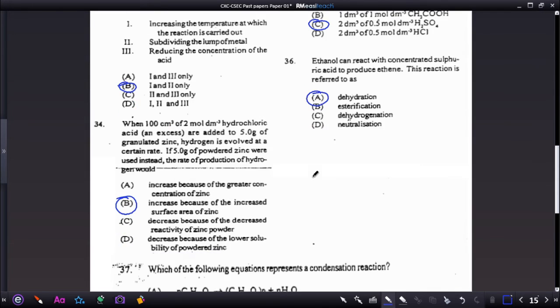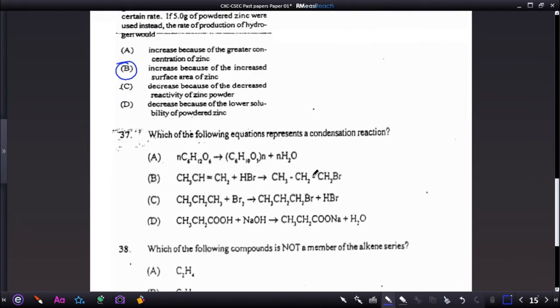Alright. 37. Which of the following equations represent a condensation reaction? A would most likely be the condensation reaction. B is addition reaction, the addition of the hydrogen halide. C would be the halogenation of alkanes, and D would be a neutralization reaction. So the answer is A, would be the polymerization of glucose.